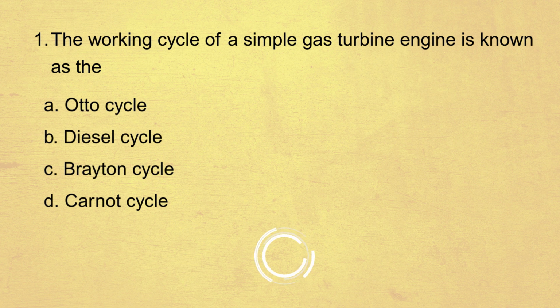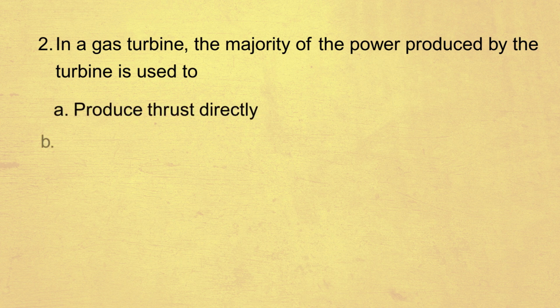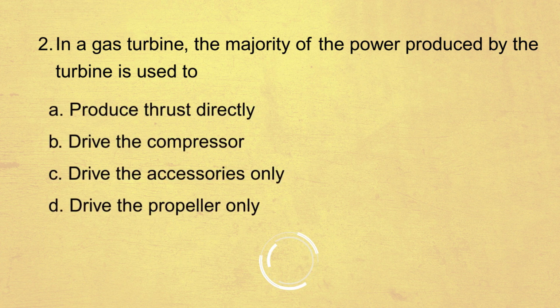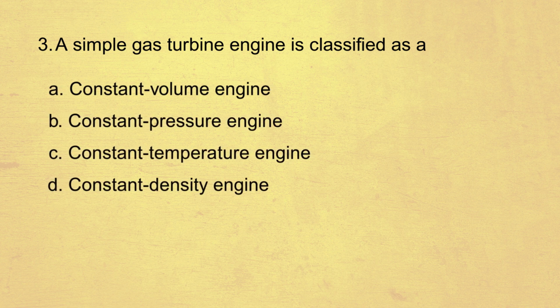The working cycle of a simple gas turbine engine is known as the Brayton cycle. In a gas turbine, the majority of the power produced by the turbine is used to drive the compressor. A simple gas turbine engine is classified as a constant pressure engine.